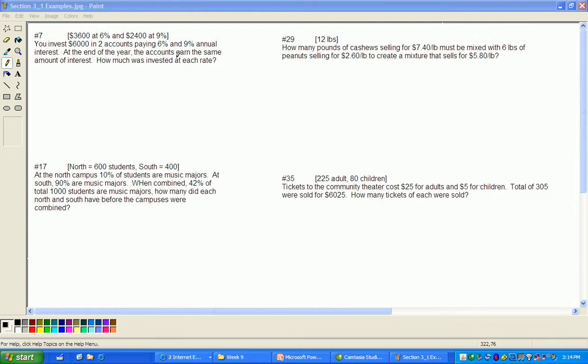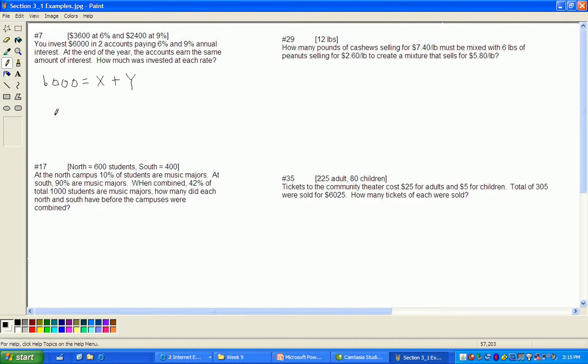So we know we have two things going on. We started off with a total of $6,000, I'm sorry, equals X, where X is the amount we invest, let's say at 6%, plus Y is the amount we invest at 9%. So we know the total of X plus Y has to equal $6,000.